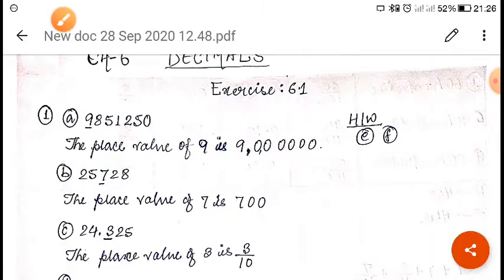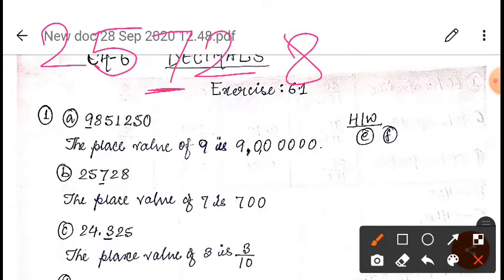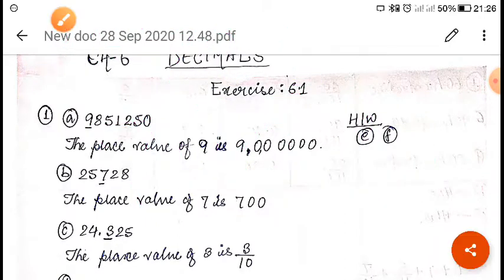Now next is find the place value of 7 in 25728. As you can see, the underline is given on the 7. What will be the place value of this? It will be 7, and there are 2 digits after it, which means 700. I hope you have got the idea.